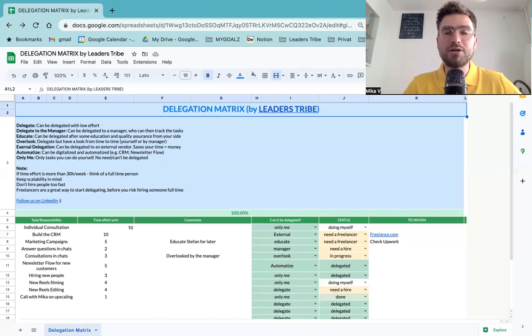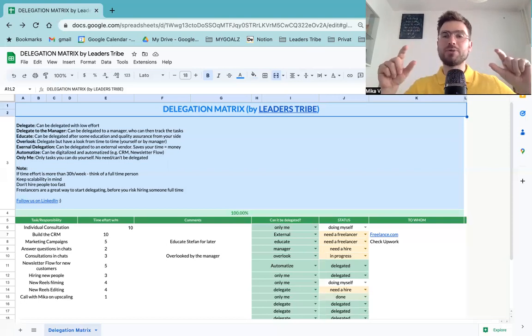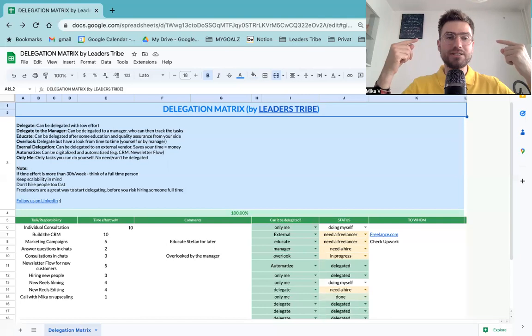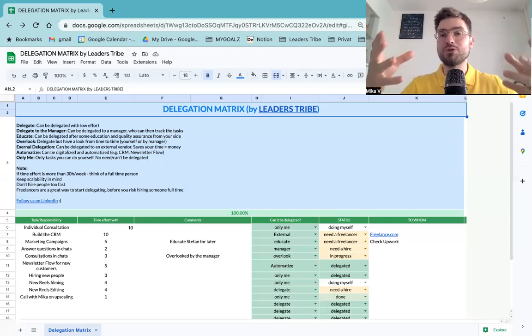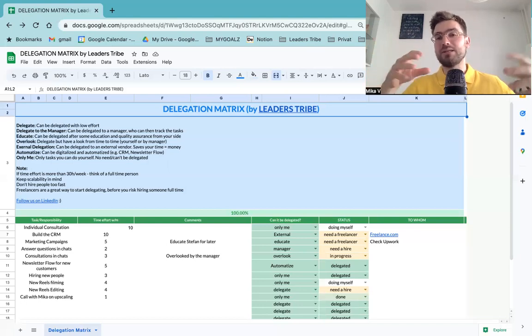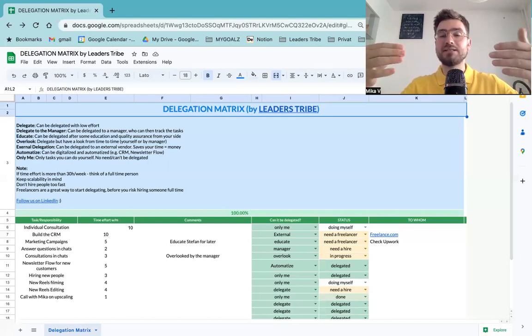Second, delegate to the manager. If you're already having a middle management structure, this option is a little bit more complicated because you need a manager first of all, and then you're giving it to the manager, who is then taking it forward to the team, and then the manager is figuring out whom to give this task. And if the manager cannot find someone for the task, then the manager is doing it. And the manager is overlooking if the task is done. The manager is then reporting to you about the task, right?